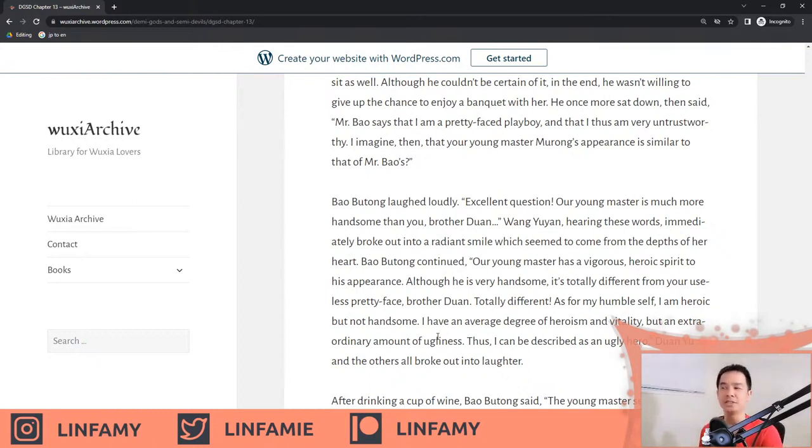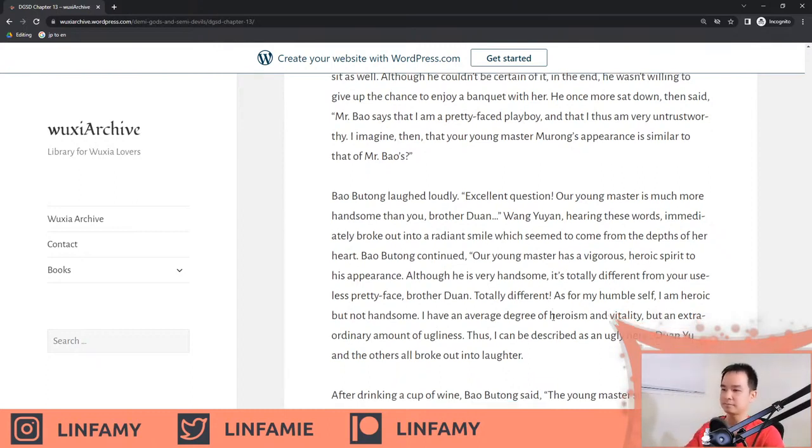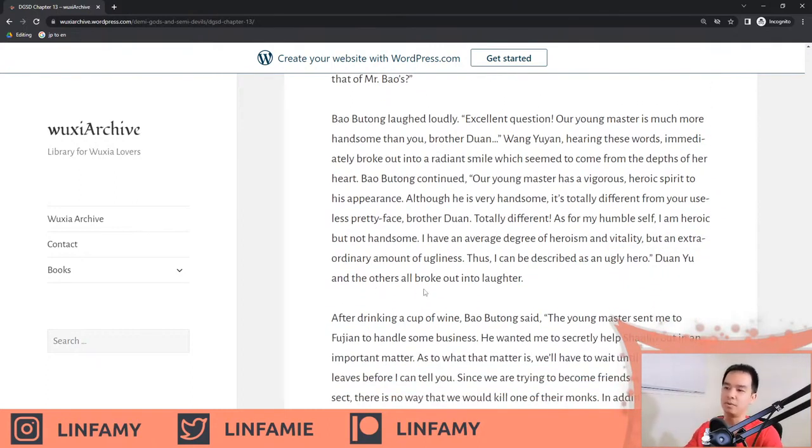Bao Butong continued, "Our young master has a vigorous, heroic spirit to his appearance. Although he is very handsome, it's totally different from your useless, pretty-faced brother Duan. Totally different. As for my humble self, I am heroic, but not handsome. I have an average degree of heroism and vitality, but an extraordinary amount of ugliness. Thus I can be described as an ugly hero." Duan Yu and the others all broke out into laughter.